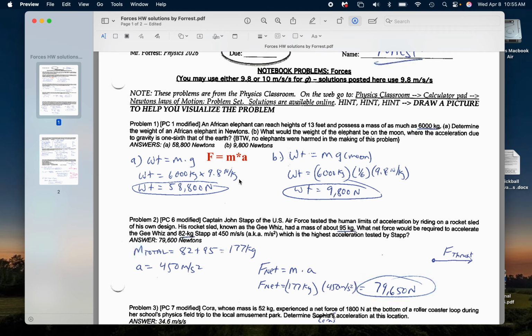Weight is a type of force. It happens to be a gravitational force. Mass is the same. This is any acceleration. This is acceleration due to gravity. So in fact, that's really what we're doing. So that comes out to 58,800 newtons.